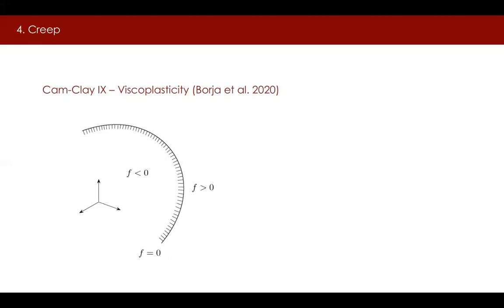In classical rate-independent elastoplasticity, the region where F is greater than 0 is forbidden, but not in viscoplasticity. The viscoplastic strain rate tensor is shown on this slide, where F is greater than 0. There are two classes of viscoplastic formulations.